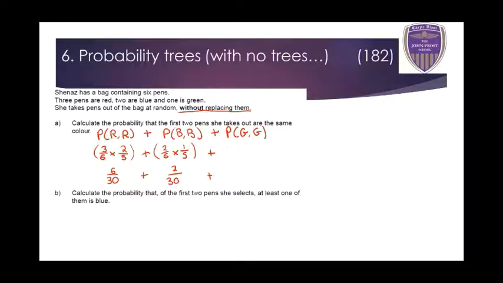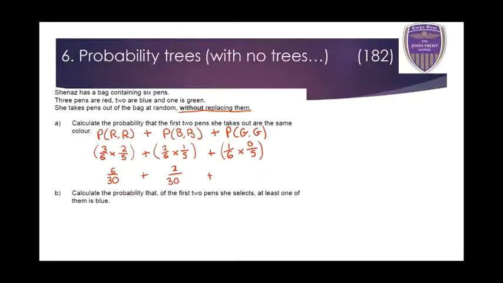So, what is the chance of her getting a green pen out of the bag the first time? Well, there's only 1 green pen in there out of a bag of 6, so 1 over 6. Now, how many green pens are left? There's none. And how many pens are left in the bag? Well, there's 5. So that's the chance of getting 2 green pens, 1 over 6 and 0 over 5.